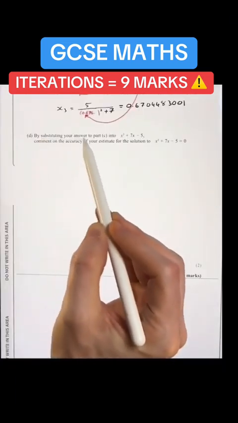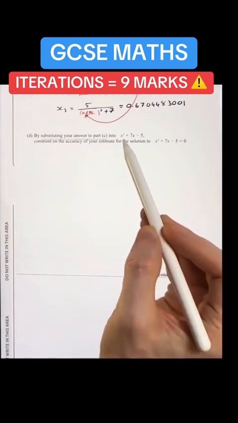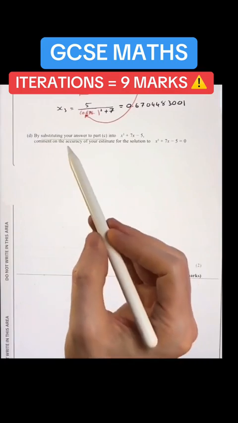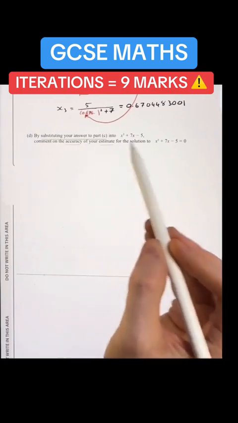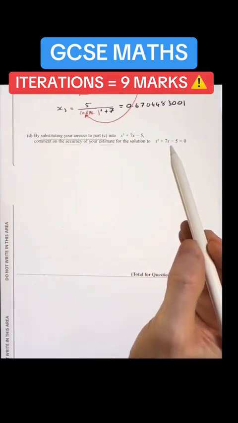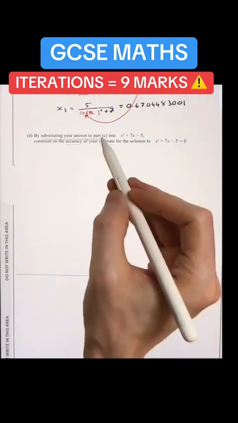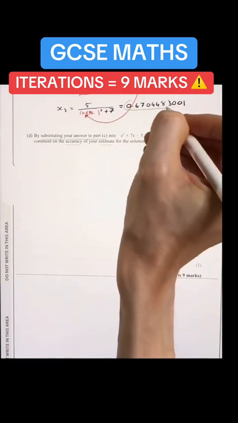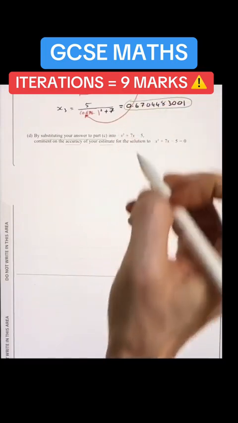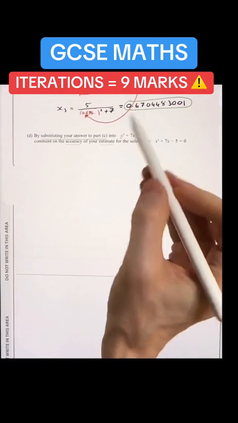By substituting your answer to part C into x cubed plus 7x minus 5, comment on the accuracy of your estimate for the solution to x cubed plus 7x minus 5 equal to 0. Hence, my answer to part C is this 0.67044 number. And every time I see x, I'm now going to substitute that number in the equation.